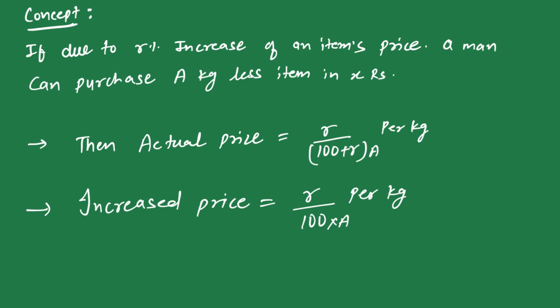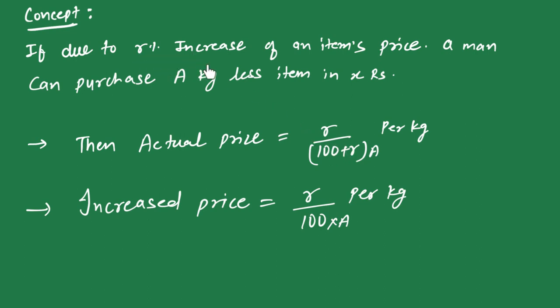In the last concept we discussed that if the price is decreased by R percentage, then someone can purchase A kg more. But in this concept we will learn just the opposite. If due to R percentage increase of an item's price, a man can purchase A kg less of the item in X rupees, find out the actual price. So the actual price will be XR divided by 100 plus R into A per kg. In the last concept we put minus here, because the price was decreased. Here the price is increased, so I am doing plus here. So remember only this one.